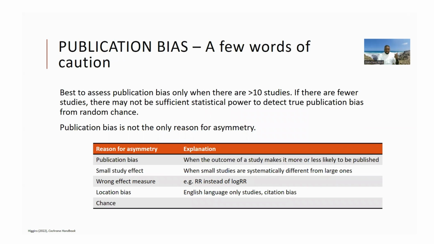A few words of caution: it is best to assess publication bias only when there are more than 10 studies, right? Regardless, if you have conducted a study, present the funnel plot and let the reader decide, right? Let the reader decide on what sense they can make of the study.